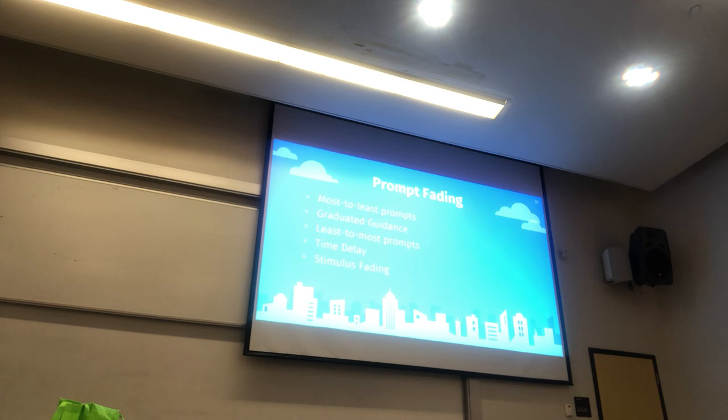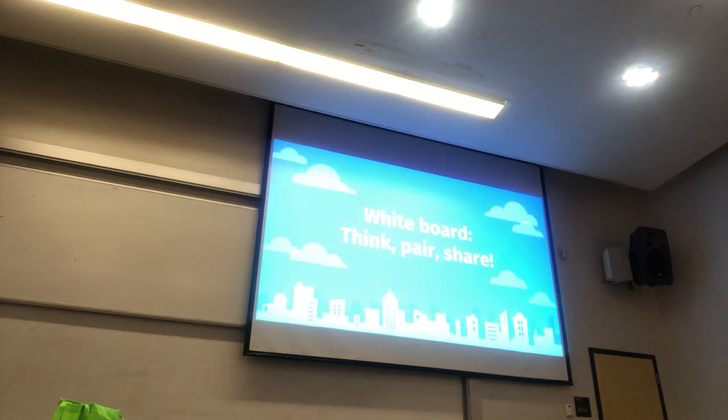And then stimulus fading. So there's a variety of ways that you can do this. I showed you the example with the circles, but you can fade the color of a stimulus, fade the size, fade the position, et cetera. Lots of different examples.